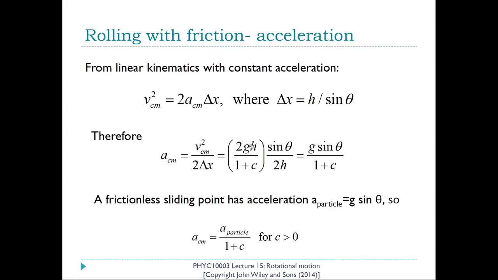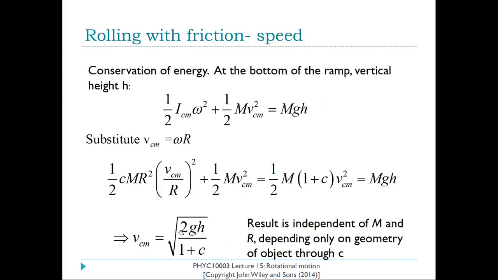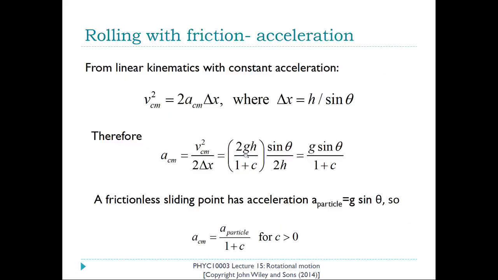2gh over 1 plus c, we put that in here. That's a square root. This is squared, so those cancel out. We're just plugging and cranking things out. And then we get our final answer, which is g times sine theta over 1 plus c. So if that geometric component didn't matter, it'd simply be g sine theta. But that geometric component does matter, that's why it gets added here.